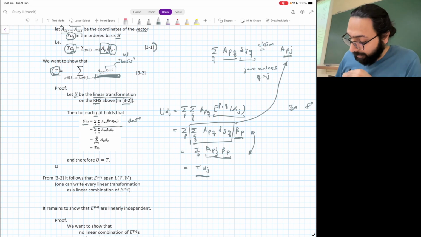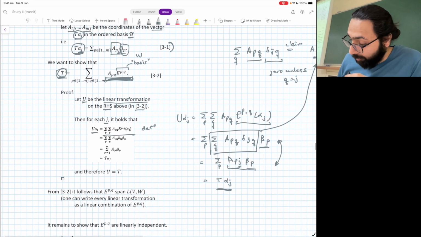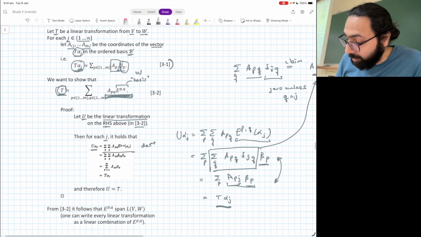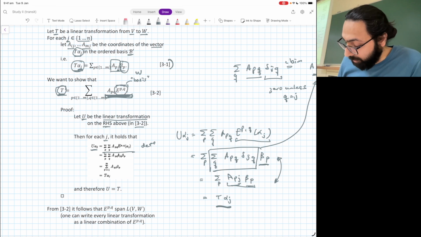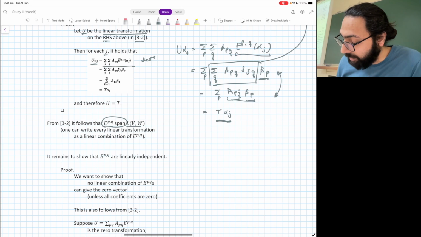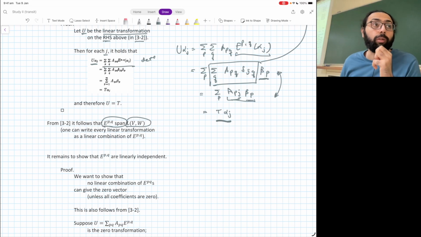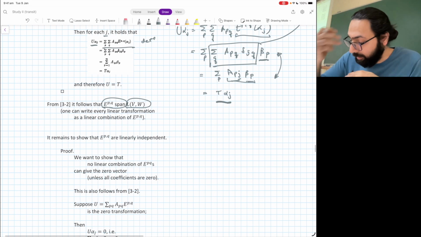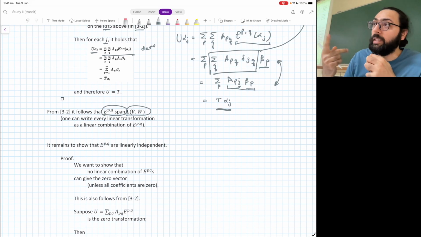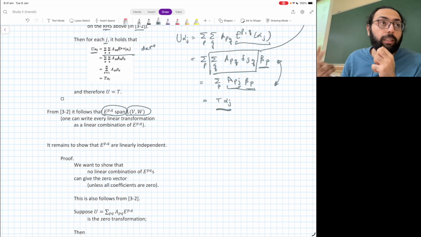All right. Okay, so let's continue then. What have we established? We have established that every T can be written as a linear combination of these EPQs. So effectively the span of EPQ is the same as the set of all linear operators from V to W, because we can express any one of them in this form. And remember, to show a basis, there are two requirements: one is that it spans the space, and the second is that they're linearly independent.